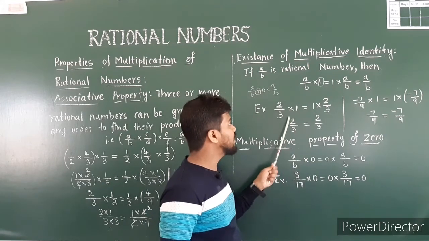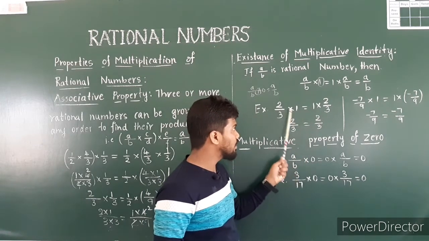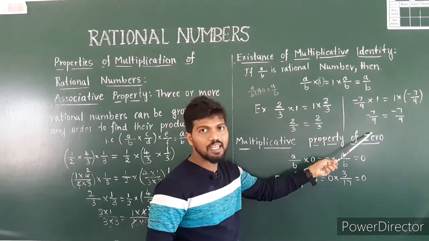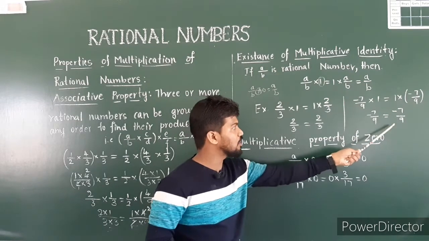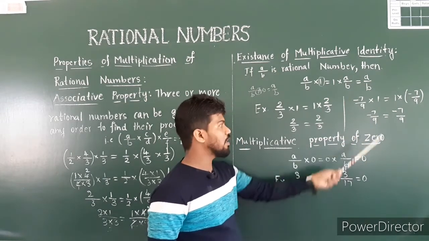So 2 by 3 into 1, or 1 into 2 by 3, you get 2 by 3, the number itself. You see that. Similarly, I take one more, a negative rational number, so that is also the same as this. Okay, so you get the same number itself.